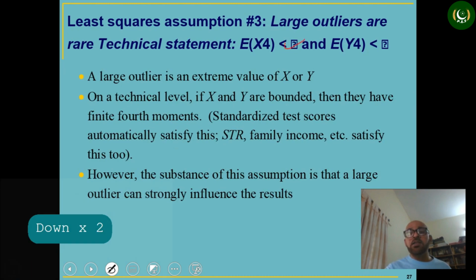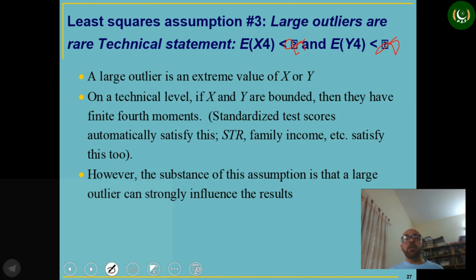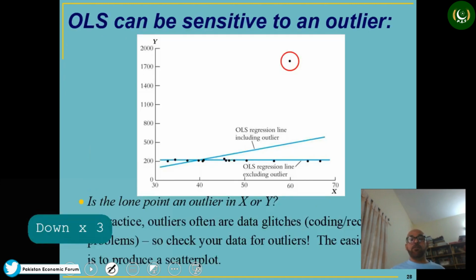Third assumption, that is, large outliers are unlikely. The fourth moments of x and y are finite, not infinite. If there are large outliers, then your OLS estimators will be highly biased. Then you should go for the least absolute deviation method. We will also have a discussion on that at some stage.